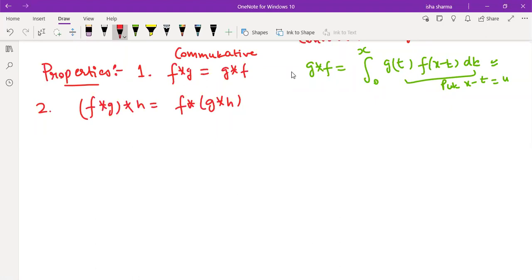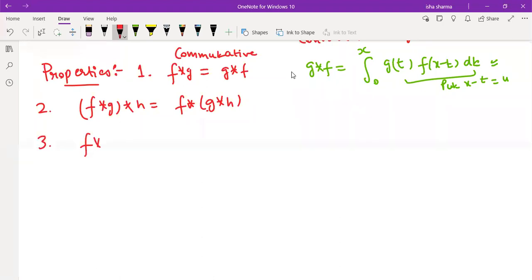First you find f star g, the convolution of f and g, and then whatever the answer turns out to be, you take its convolution with h. And the other side is telling you that first you take convolution of g and h, and then you take its convolution with f, so the answer is going to be the same.